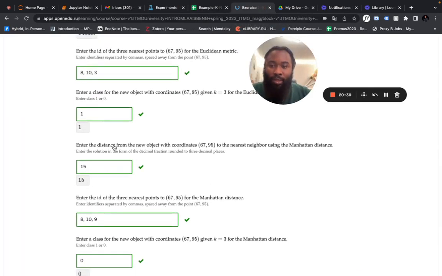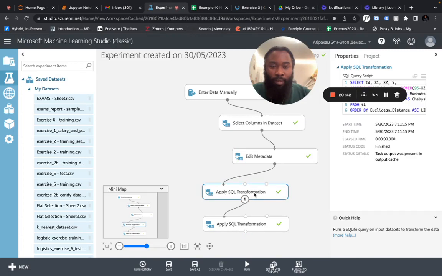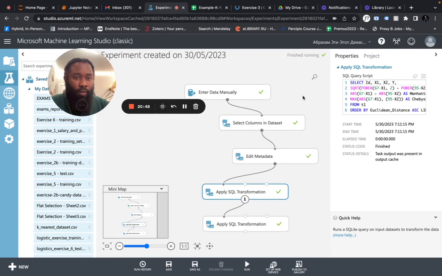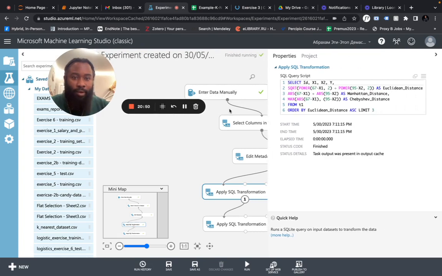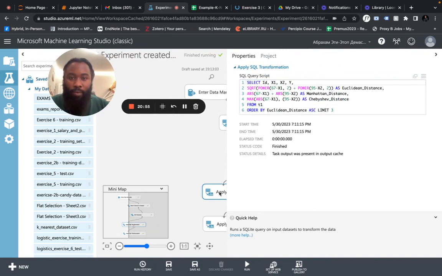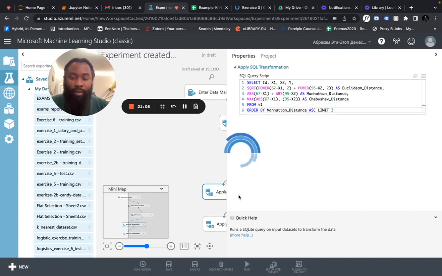And then you see the second question is enter the distance from new object with coordinates 67 and 95 to the nearest neighbor using Manhattan distance. So let's see. Manhattan distance. We'll have to tweak the query a little bit. Let's do that. All right. So the Manhattan distance, instead of ordering by Euclidean distance, we'll order by Manhattan distance. So copy this, replace this, and run the code again.